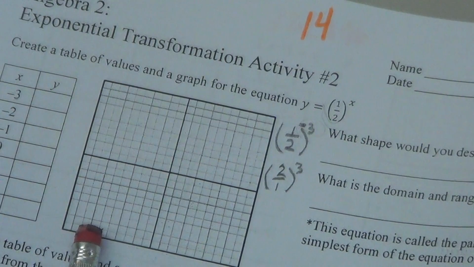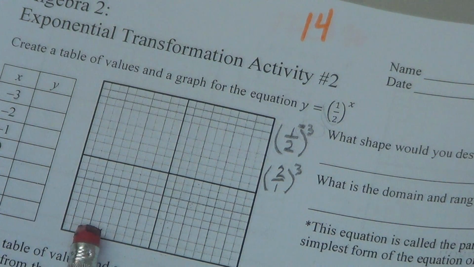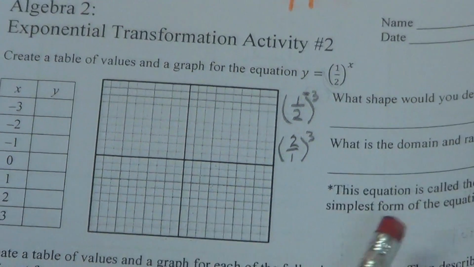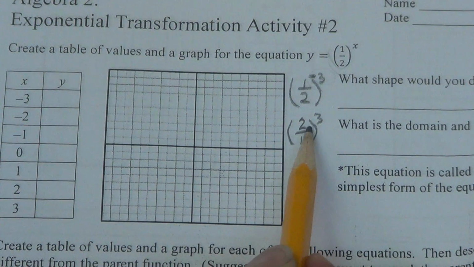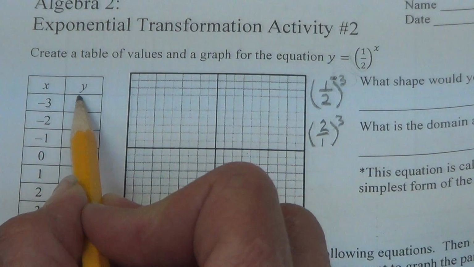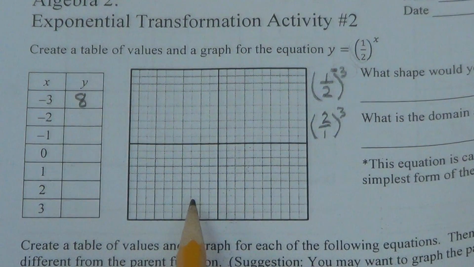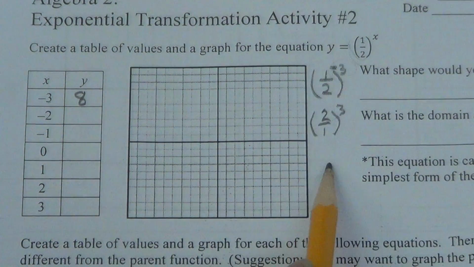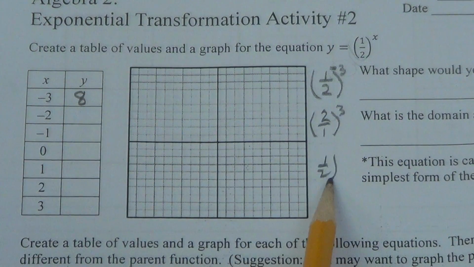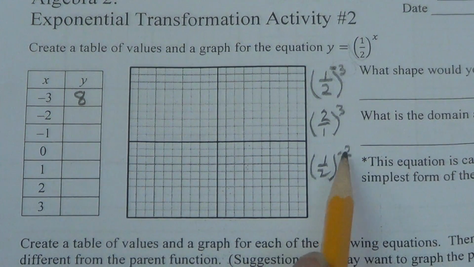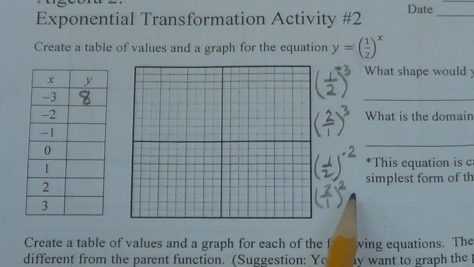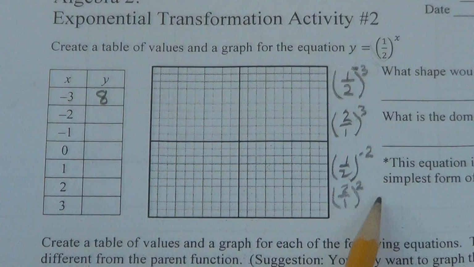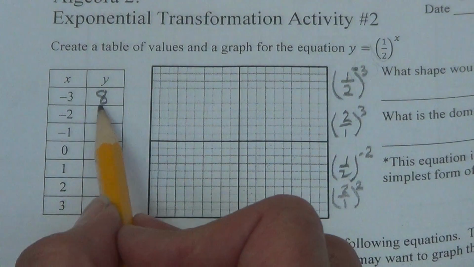2/1 to the positive third is 2 times 2 times 2, 2 times 2 is 4, times 2 is 8. So that would be 8. 1/2 to the negative second, again you'd flip it, and that would become 2 over 1 squared. 2 times 2 is 4. And the 1 times 1 on bottom is 1, so it's 4 over 1, which is 4.